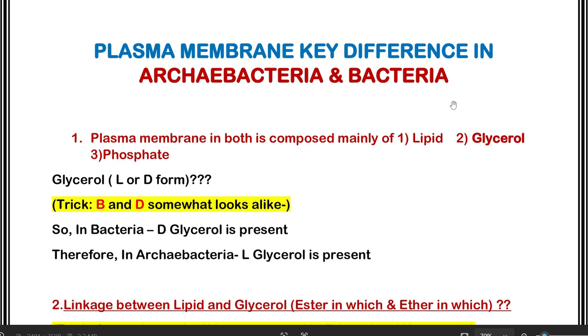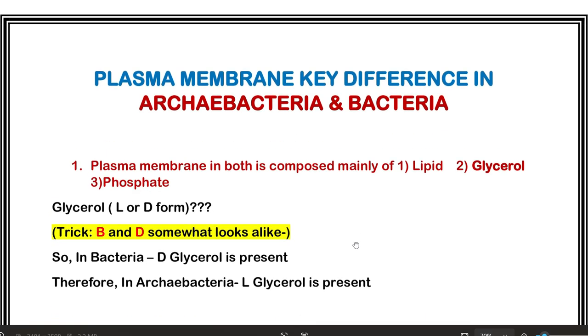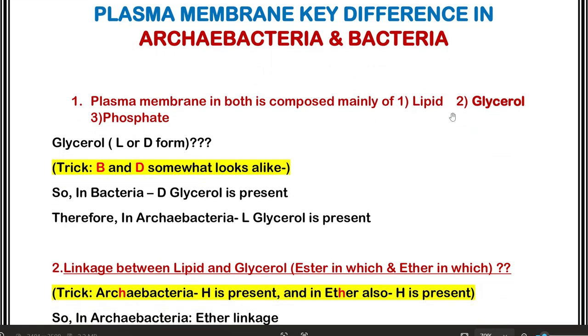Okay. So the first is plasma membrane in both is composed mainly of lipid, glycerol and phosphate. And we know that glycerol exists in two forms, mainly L form and D form. Now the question arises, in which organism does L form exist and in which does the D form exist? So the trick for this is B and D letter somewhat looks alike. Okay, so in bacteria D-glycerol is present and in Archaebacteria L-glycerol is present.